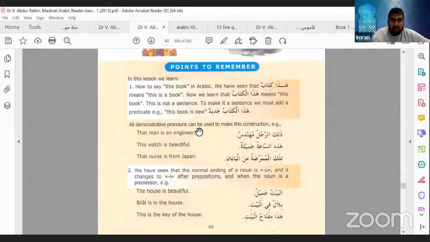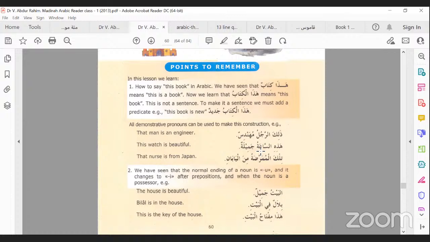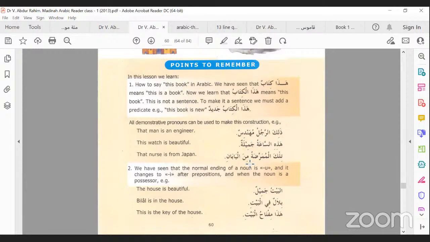All demonstratives can be used to make this type of construction. ذلك الرجل. ذاك رجل مهندس. That man is an engineer. هذه الساعة جميلة. This watch is beautiful. تلك الممرضة من اليابان. That nurse is from Japan.